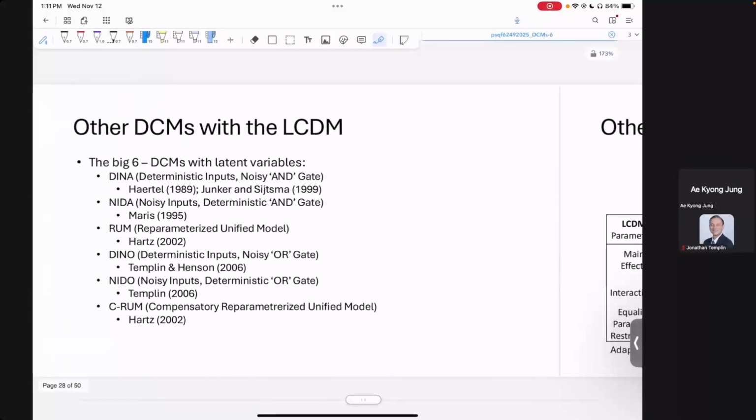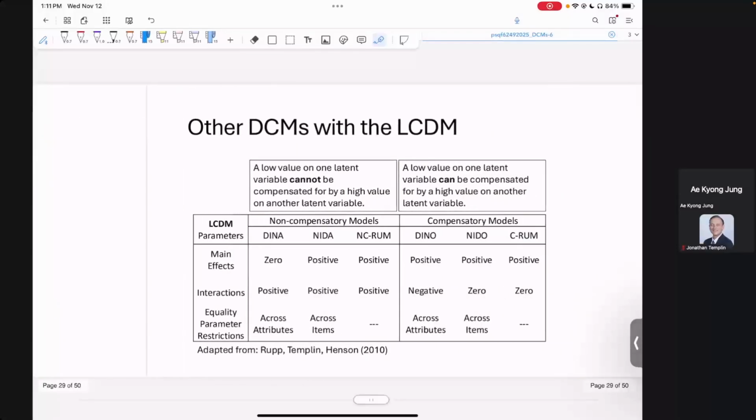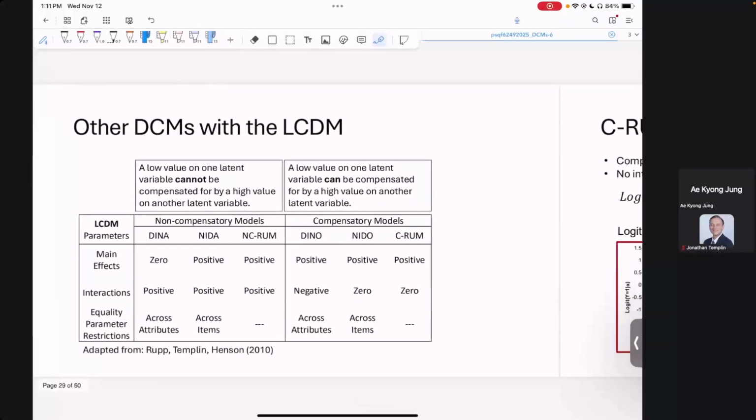We have picked six other DCMs: DINA, NIDA, ROM, DINO, NIDO, and the serum model. We can specify them under the LCDM sense. These models can be divided into two depending on the assumption. One is non-compensatory models, and the other three are compensatory models.